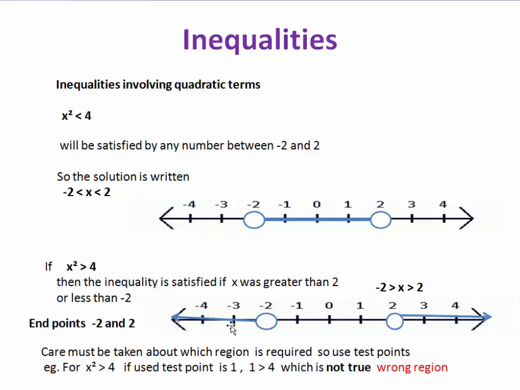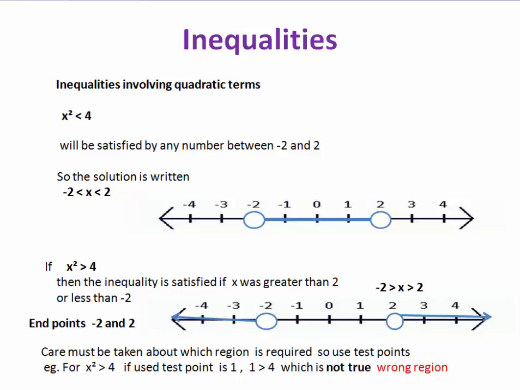So how we decide that is we take a number in the middle and we use that as a test point. And say if we used a test point of 1 here, we'd get 1 is greater than 4, which isn't true. So this is the wrong region. So for x squared is greater than 4, the solutions lie here and here, to the right of our endpoint and to the left of our endpoint.